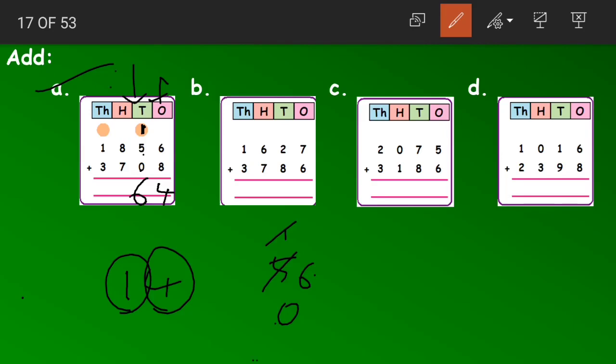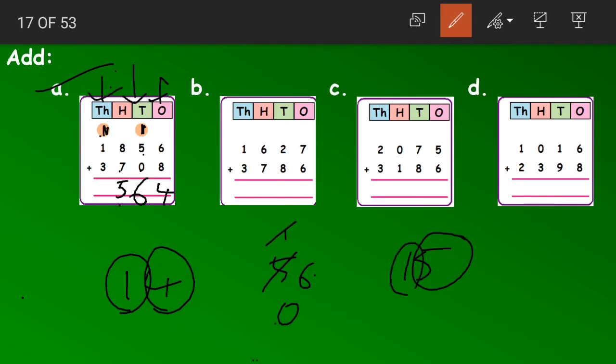Now moving to the hundreds place. 8 plus 7 is equals to 15. Again in 15 we'll write 5 which is in the ones place here, and we'll carry this one to the next place. Okay children?